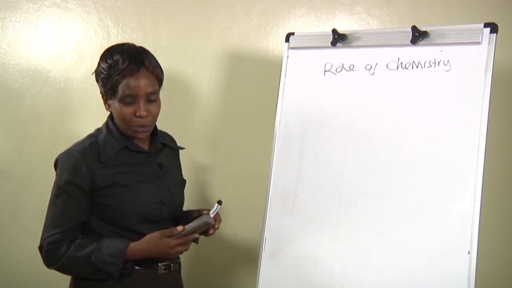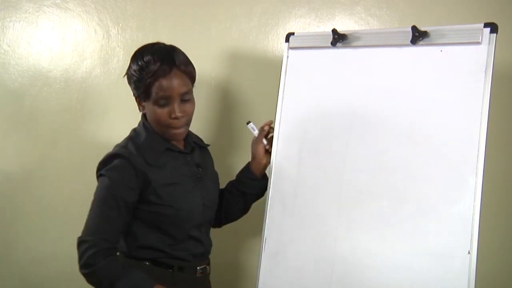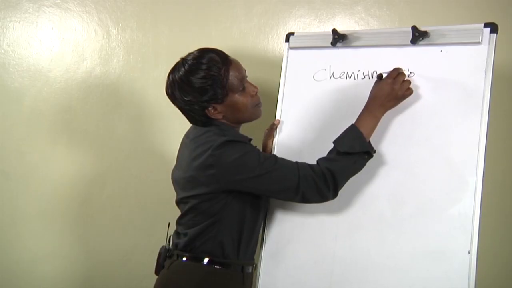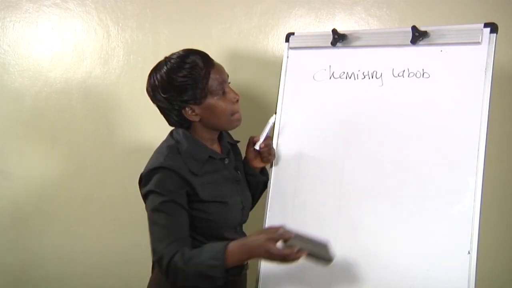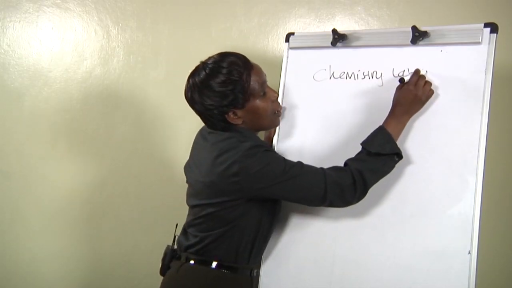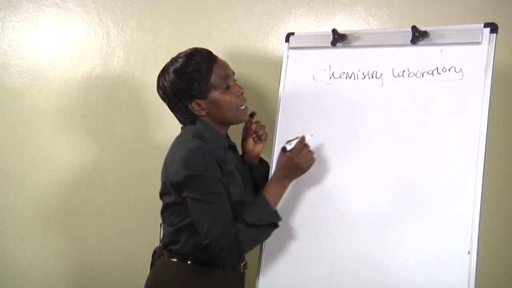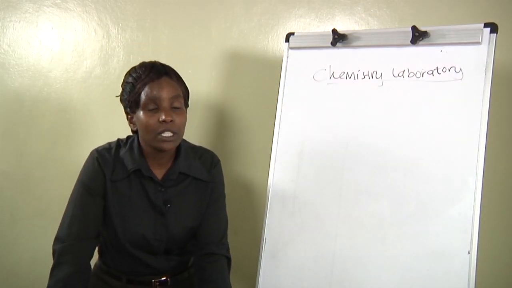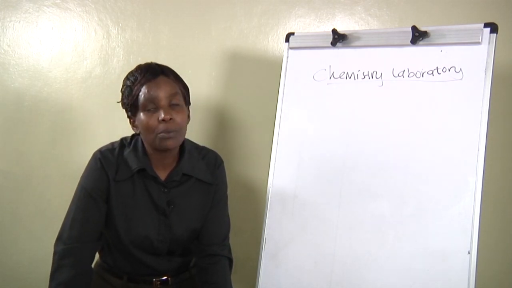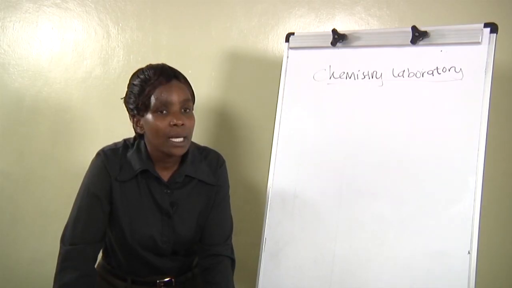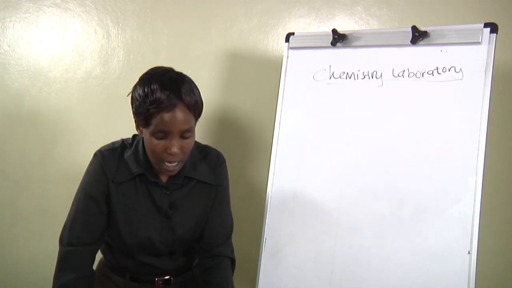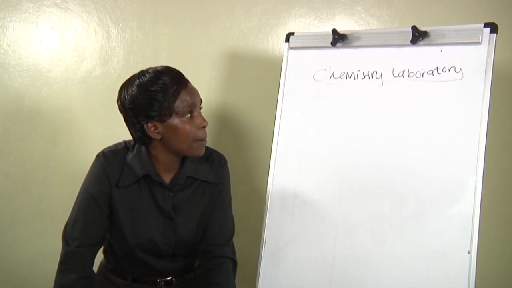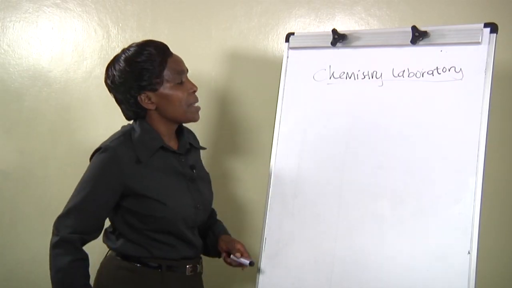Now, the other thing, we are going to look at the chemistry laboratory. What do we mean by chemistry laboratory? Now, a chemistry laboratory is a room where chemistry practicals are carried out. This is a separate room, not a classroom, whereby chemistry practicals are carried out. In the chemistry laboratory, it consists of so many apparatus.